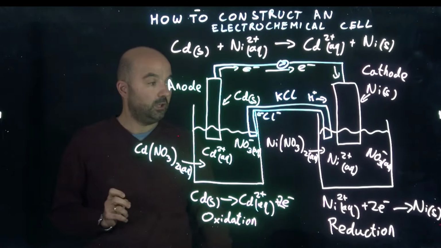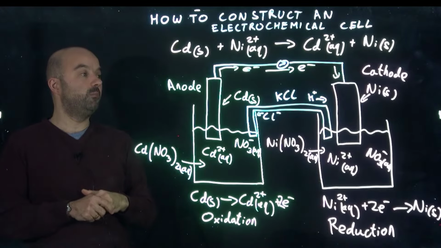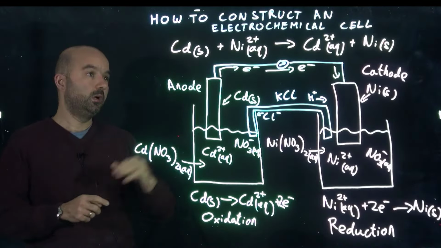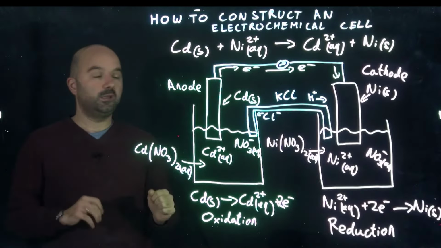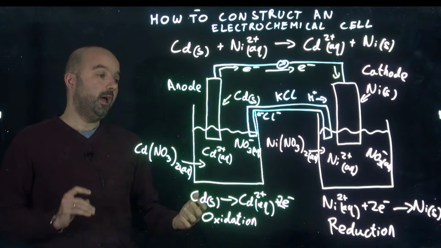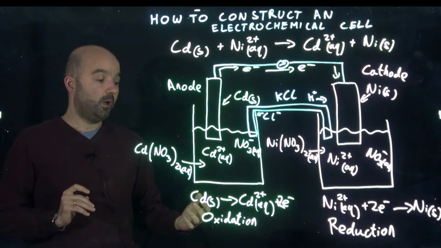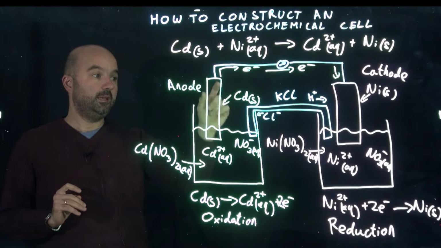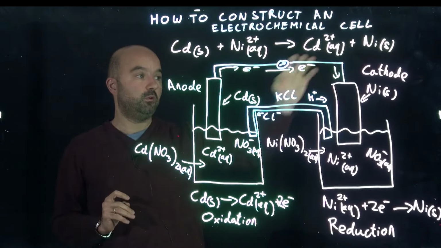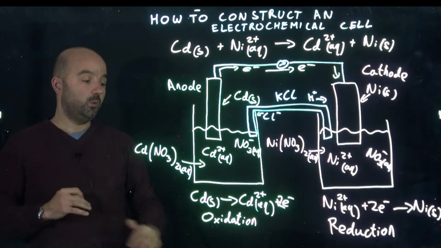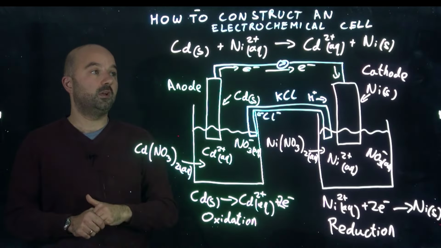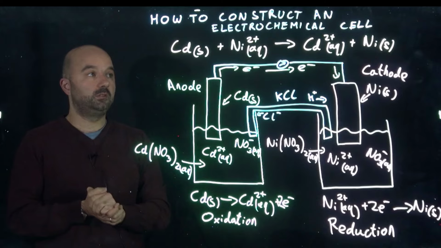So this is everything you need to construct an electrochemical cell. From our reaction here, we know exactly what's happening on each side of the electrochemical cell, and we are able to put in every chemical element that is needed from the chemical reaction into this electrochemical cell. We can say what's being oxidized and what's being reduced as we've written the equation out like this.